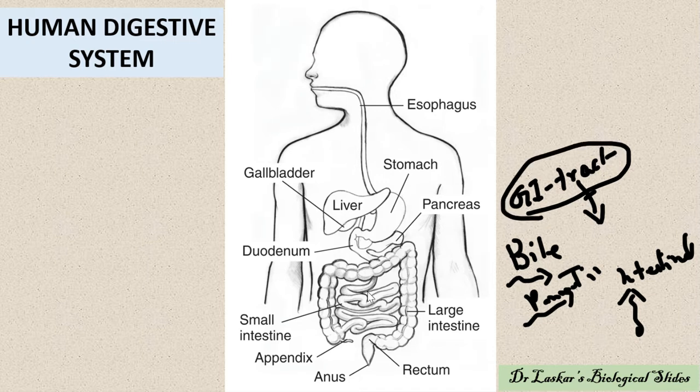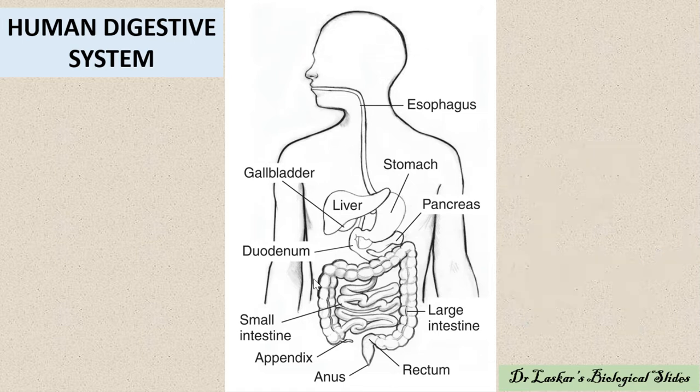The next part is the large intestine. So this is the large intestine. You can see this part is the large intestine. And the large intestine is wider than the small intestine. It is about 1.5 to 1.8 meters, or 5 to 6 feet long, and 6 centimeters in diameter.